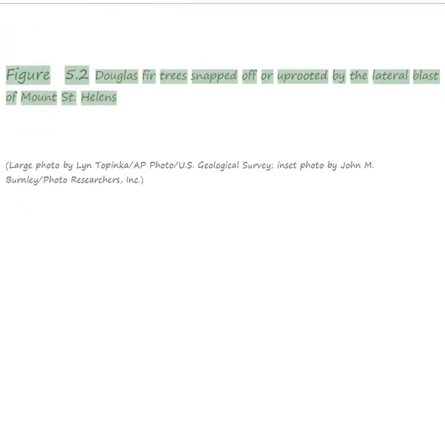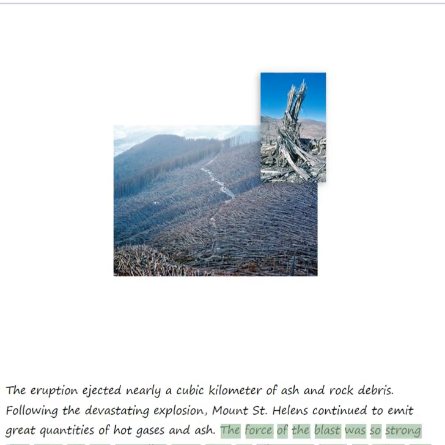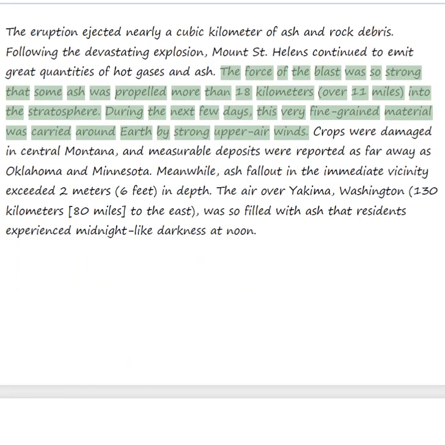Figure 5.2 Douglas fir trees snapped off or uprooted by the lateral blast of Mount St. Helens. The eruption ejected nearly a cubic kilometer of ash and rock debris. Following the devastating explosion, Mount St. Helens continued to emit great quantities of hot gases and ash. The force of the blast was so strong that some ash was propelled more than 18 kilometers into the stratosphere.